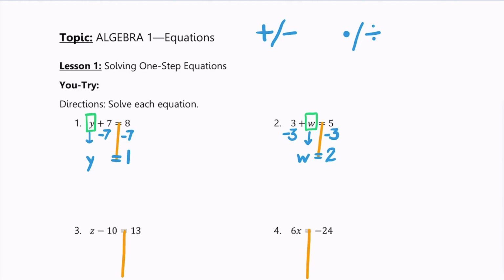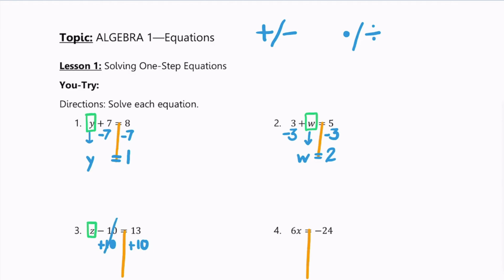Okay. Moving down to number 3, I want to get the z by itself. It says z minus 10 equals 13. So to get rid of that minus 10, to get the z by itself, the opposite of subtracting 10 would be to add 10. And if I add 10 on the left-hand side of that orange line, to keep my equation balanced, I need to add 10 on the right-hand side of that line.